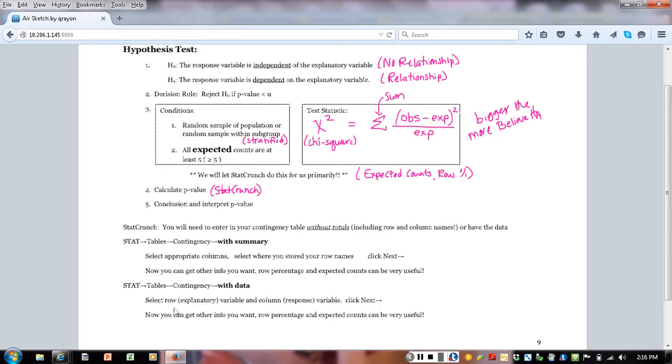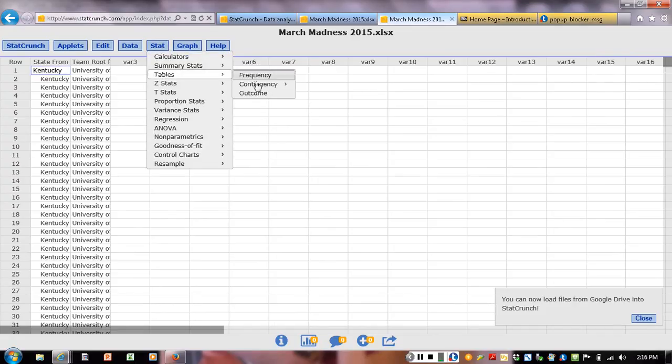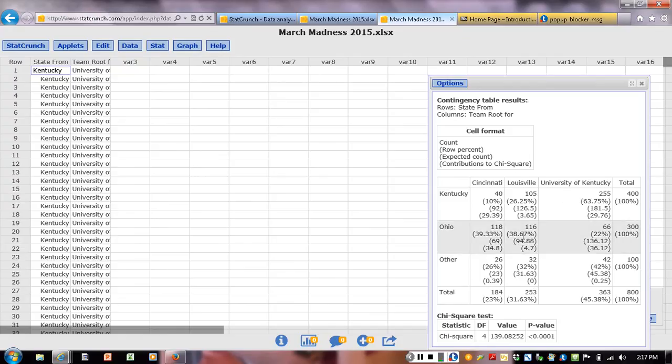Now, following the directions, we're going to go to Stat, Tables, Contingency, with Data. We have to say which one is the row variable and which one's the column variable. We organize it so that the state you were from is your row variable. The team we root for is the response variable, or the column variable here. And then right here I can click those extra things I wanted. I clicked row percent, and I control click these to get multiple ones: expected count and contributions to chi-squared. Then I just hit compute, and I get all that output that you already see in your notes. I just organized it in some text boxes in your Word document there.